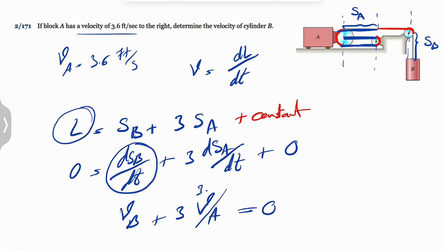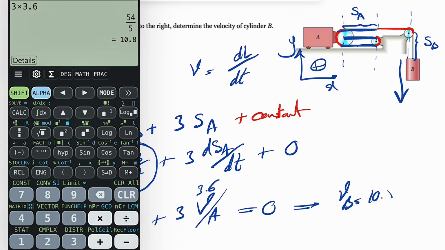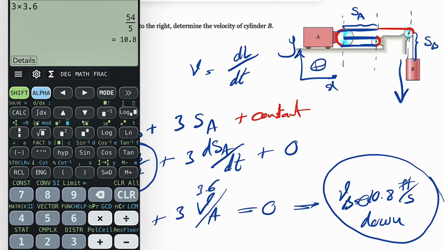We have velocity of A 3.6, which means our V_B is going to be 3 times that, so basically 3 times 3.6, and it's going to be negative. As we can see, the block is going down, so if we just call our x and y in this direction, we can see it's going to go in the negative direction of y. So V_B is going to be negative 10.8 foot per second, and this negative sign shows that it goes downward.